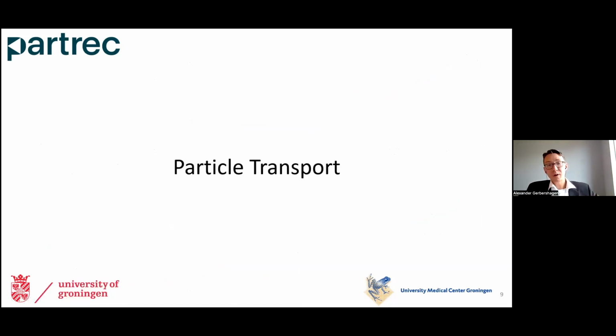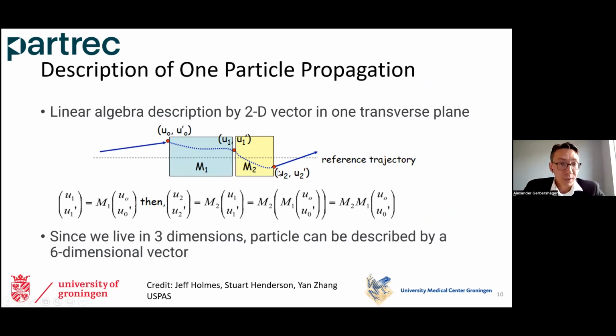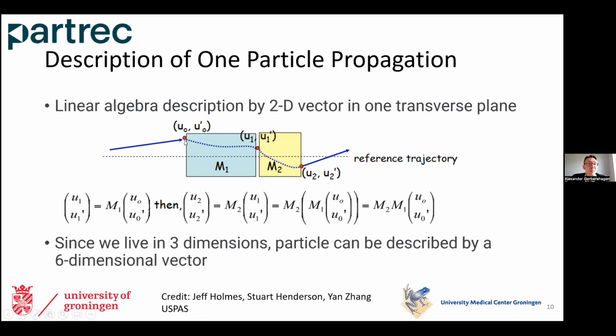Okay, so far to the statistics. Now let's switch to particle transport. Now, just a couple of basics. So if you look at one particle in one dimension, then you can describe this particle by a very simple two-vector with here, for example, U1 and U1 prime, which tells you the position and the angle of the particle at a specific location. Okay.